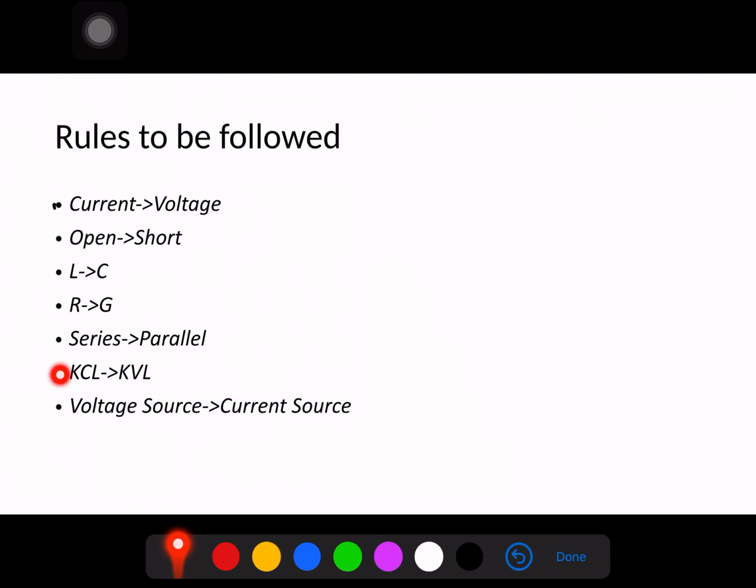If we are using KCL, it will be replaced by KVL, as we saw in the previous example. If we have a voltage source, it will be replaced by a current source. Obviously, vice versa is also true. That is, if we have a current source, it will be replaced by a voltage source. If we have a short circuit element, it will be replaced by an open circuit element, and so on, right?